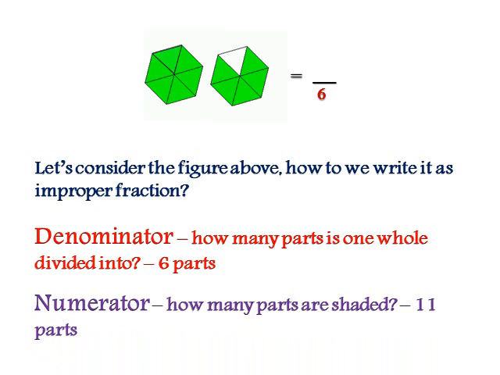And how about the numerator? Well, after you have counted how many parts one whole is divided into, you count all the parts that are colored. And if you count all the parts that are colored here, you'll find out that there are 11 parts. So therefore, that is your numerator. So the improper fraction that represents this figure is 11 over 6.